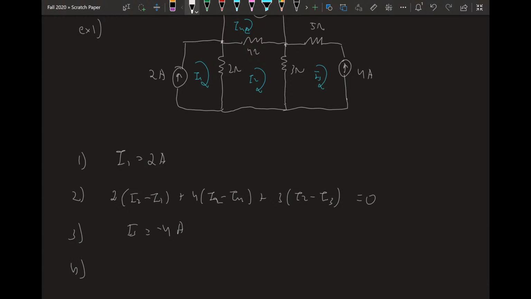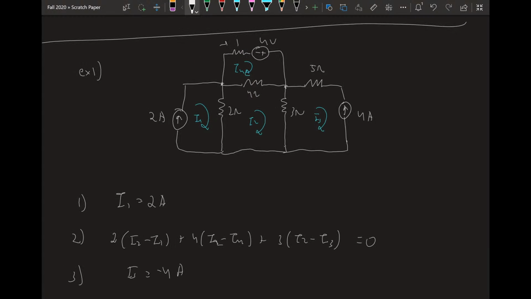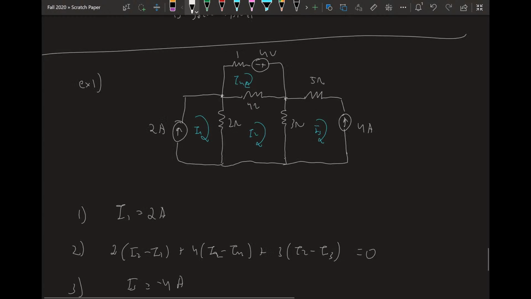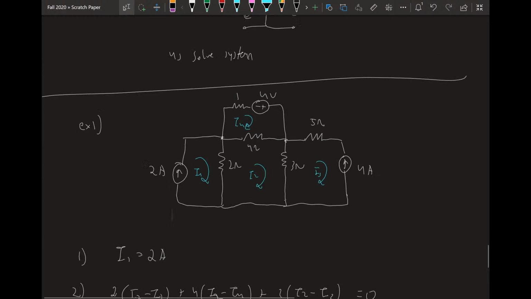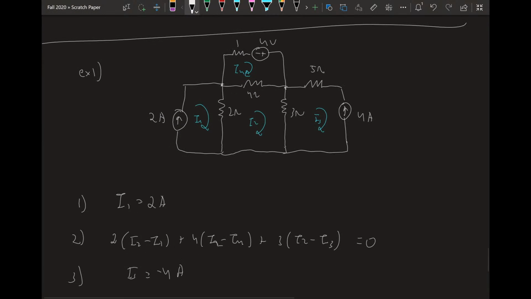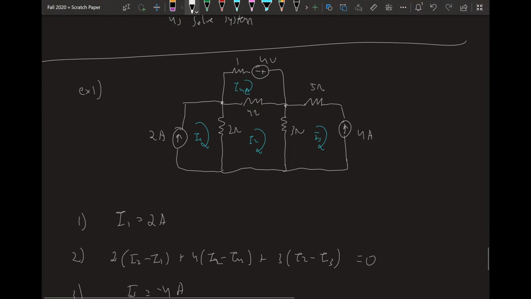Let's look at mesh 4. Starting at that 1 ohm resistor in the top left, the voltage drop is going to be 1 ohm times I4. Now we see a voltage rise of 4 volts, which I define as negative, minus 4. We now see this 4 ohm, oh, oops, I made a mistake here. There should be another resistor over here.